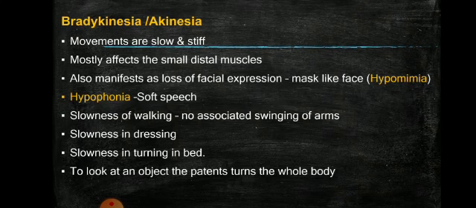Now there is slowness of walking, and normally when you walk, there is swinging of the arms, but with this, there is no associated swinging. Even when the person walks taking very short steps, his hands don't swing along with the legs, which normally happens. Hands just stand rigid on the two sides of the body. There is also slowness in dressing, slowness in turning in bed, and even to look at an object, instead of turning the neck, the patient turns the whole body.